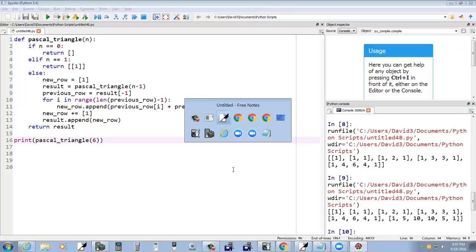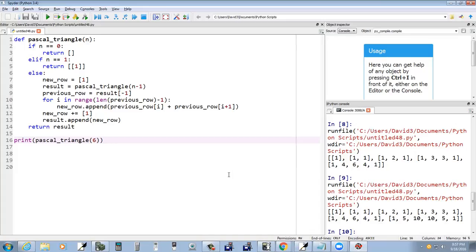Now code-wise. Okay, I'm passing in 6. So it comes here, says if n is equal to 0, returns this. If n is equal to 1, returns 1. Else comes down here, and new row is equal to 1. And then result is equal to Pascal's triangle. And this is recursion. It calls itself, but it's passing in n minus 1. Now n is 6 to begin with, so it's passing in 6 minus 1, which is 5. And so at that point, when it calls this Pascal triangle, it's up here, and it's going through this.